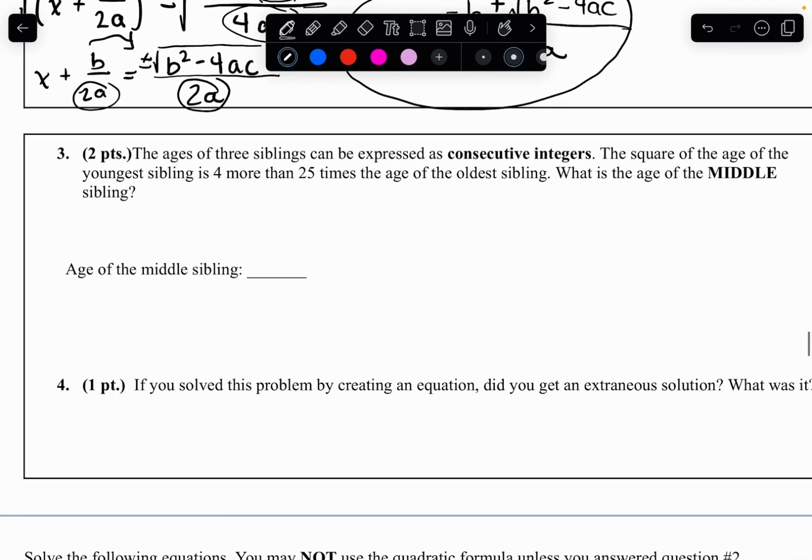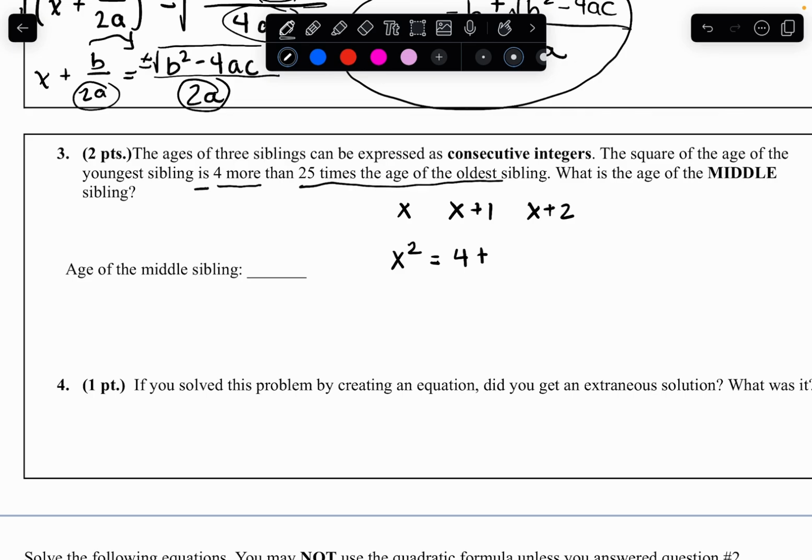Okay, the ages of 3 siblings can be expressed as consecutive integers. Consecutive integers means that I will have x, then x plus 1, and then x plus 2. The square of the age of the youngest sibling is x, so the square of the youngest sibling will be x squared. Is 4 more than 25 times the age of the oldest sibling? Okay, this word is means equal sign. The word 4 more means 4 plus.